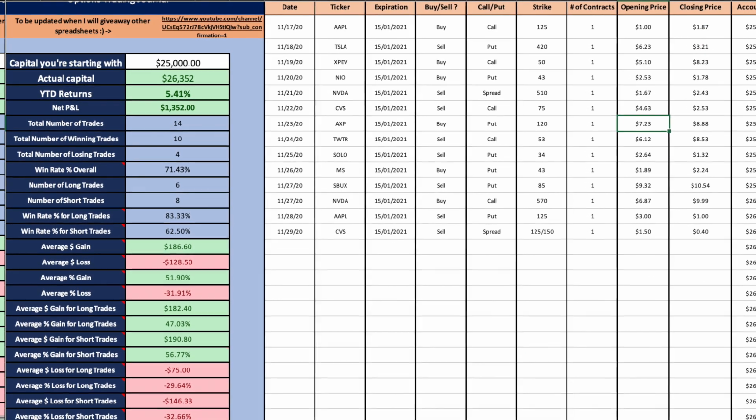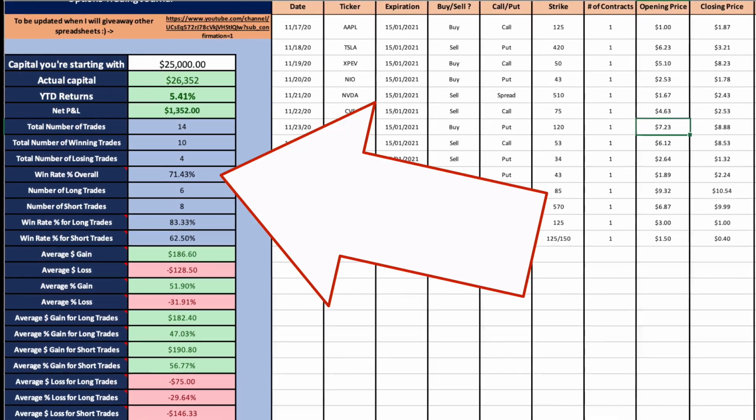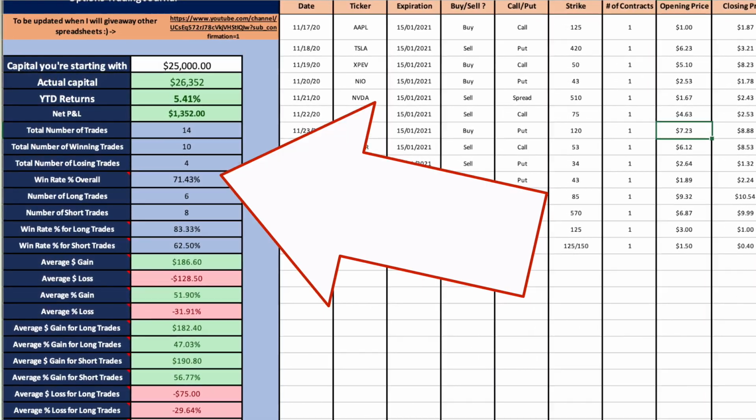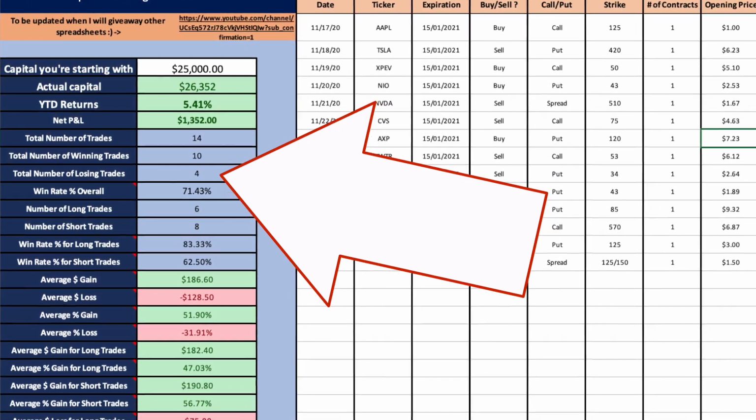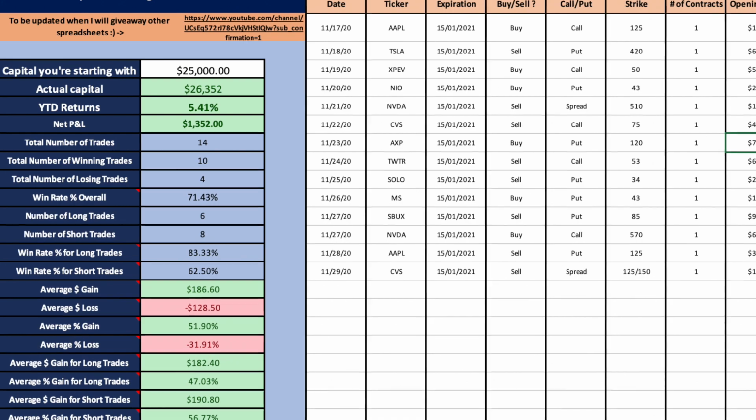And the first thing that I would like us to look at is the win rate percentage overall. Overall, I win 71% of the time, and that's actually quite useful, but this is still pretty basic, and we're going to go a lot deeper into the analysis later on.